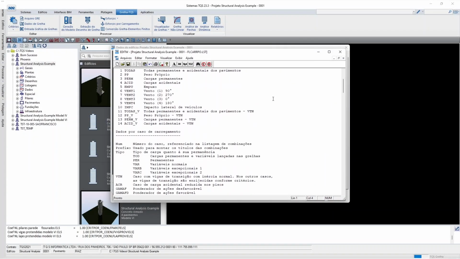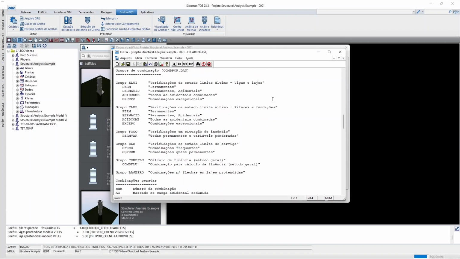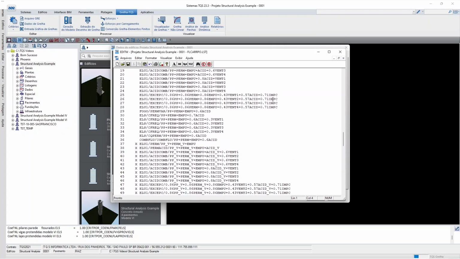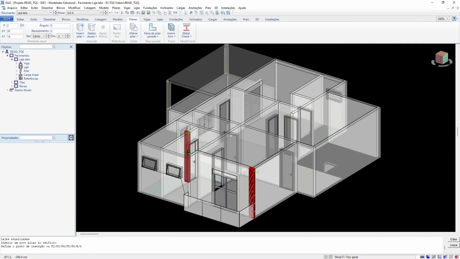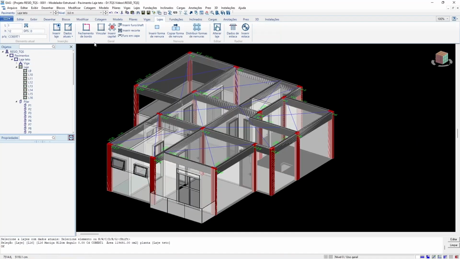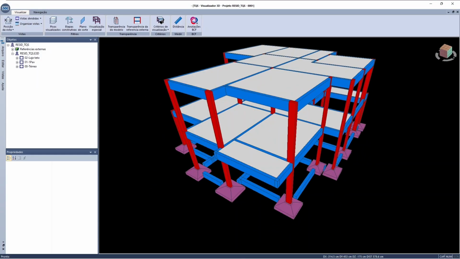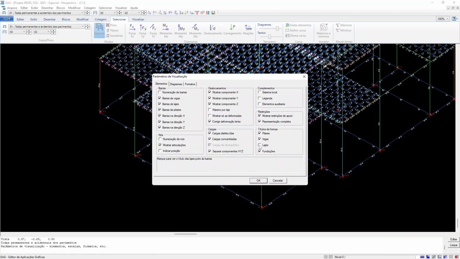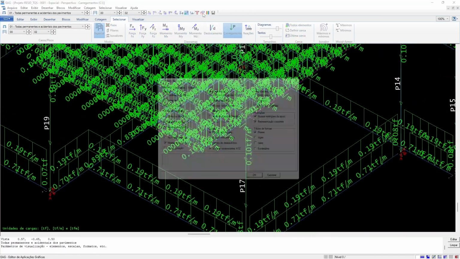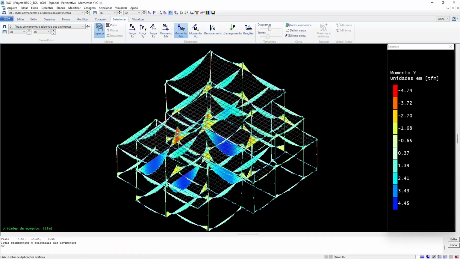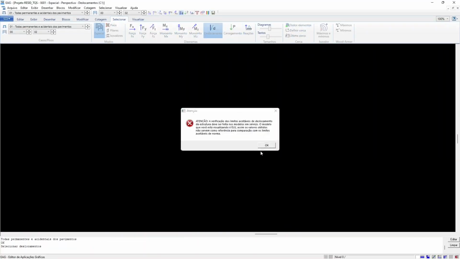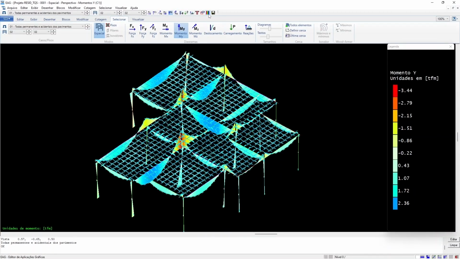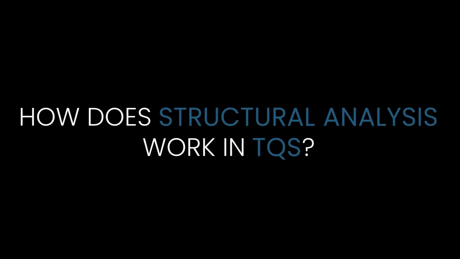Action combinations are automatically generated for dimensioning and evaluation in service, according to the defined standard. In TQS, modeling is performed with a focus on structural elements, and based on these and design criteria, the analytical model is generated automatically. After processing, all analysis results can be viewed quickly and transparently, graphically or through reports. Below, we will present some characteristics of the structural analysis present in TQS.